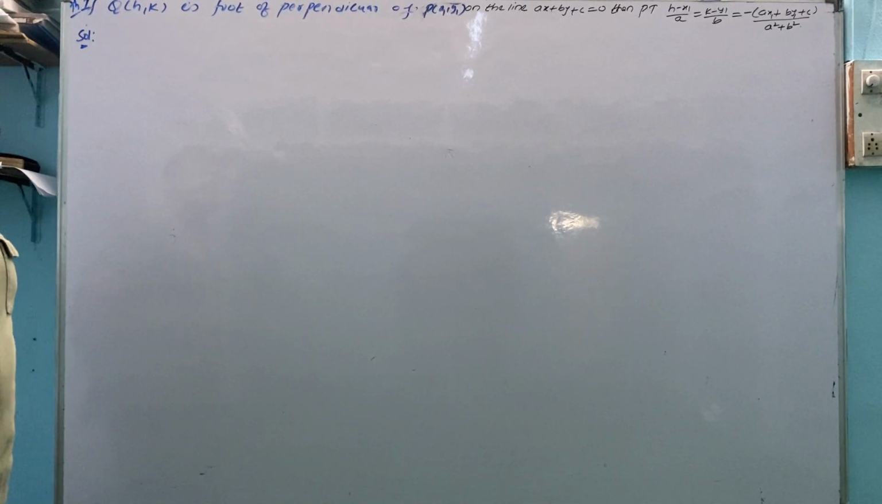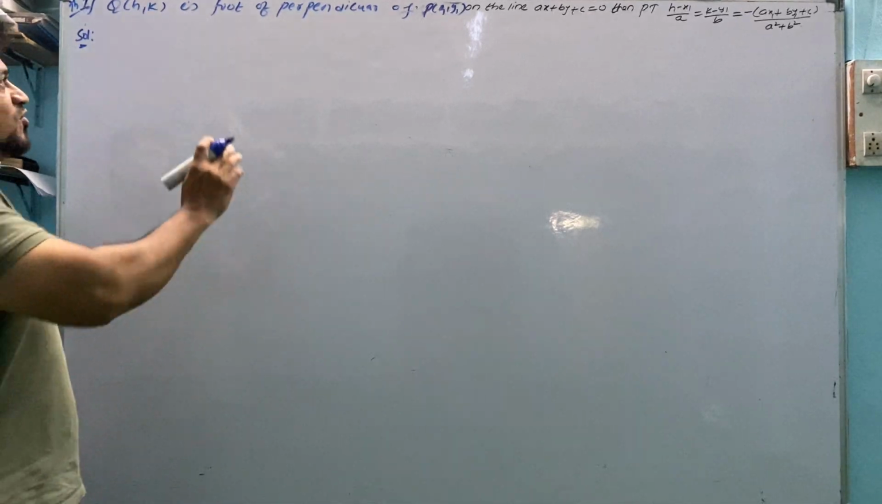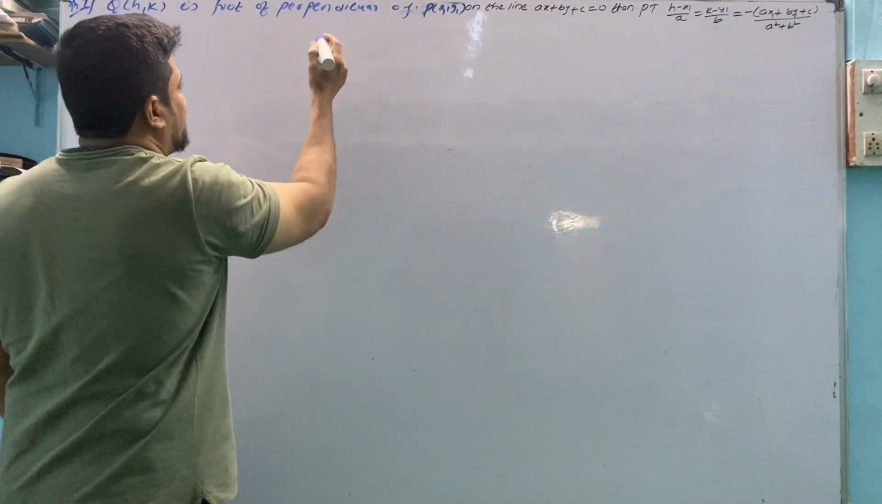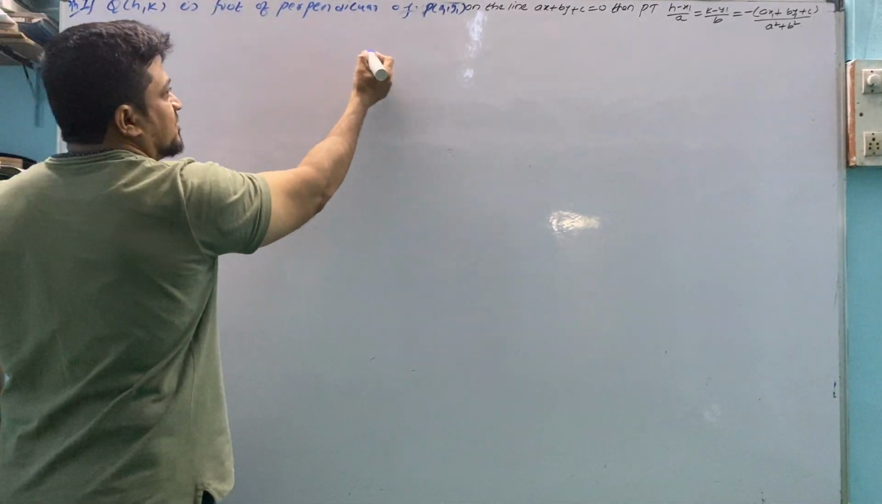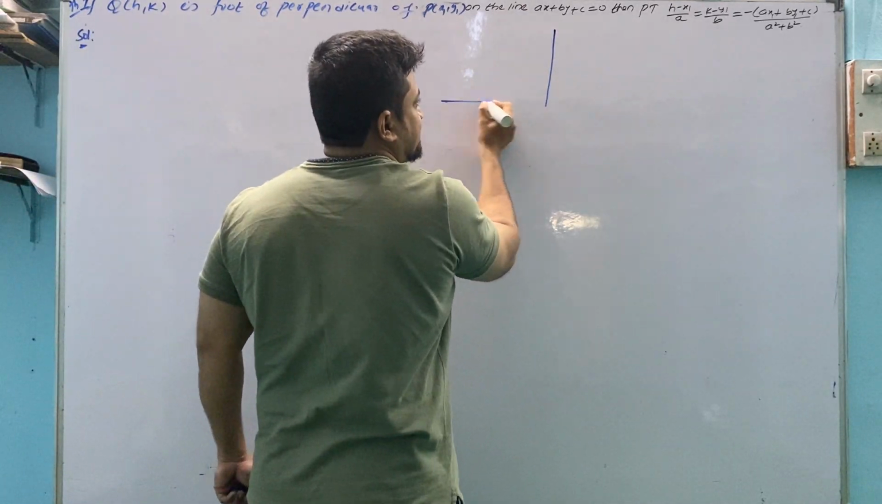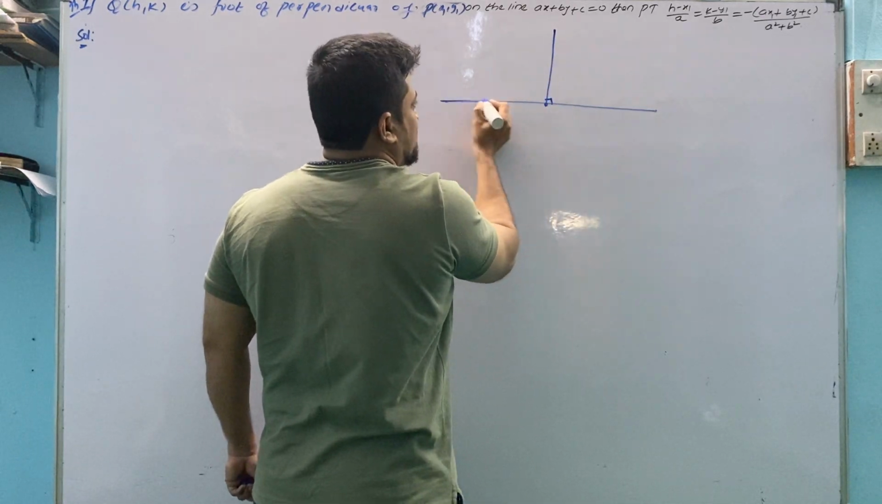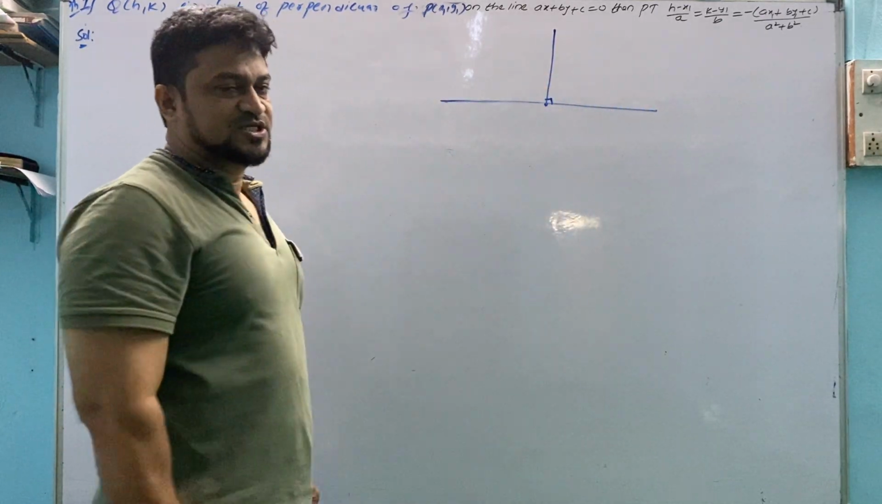What we have to do is, Q(h, k) is the foot of perpendicular. What is the meaning of foot of perpendicular? You have to remember this. If I am drawing one line, this is a perpendicular line. Two lines are there, perpendicular to each other.